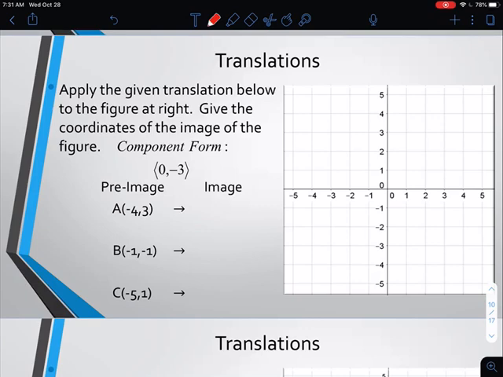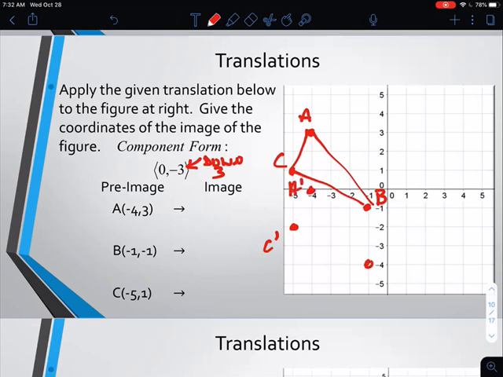If I'm looking at this problem, they tell me A is at (-4, 3), so I'm going to put A here. B is at (-1, -1), so I'm going to put B here, and then C is at (-5, 1). So there's C, and here's my original figure. Now what this <0, -3> tells me is that 0 says no right or left, and -3 tells me that I'm going to go down 3. So I'm just going to take each of these points and move it down 3 units. There's C prime, A goes down 3, there's A prime, B goes down 3, there's B prime, and then I would connect.